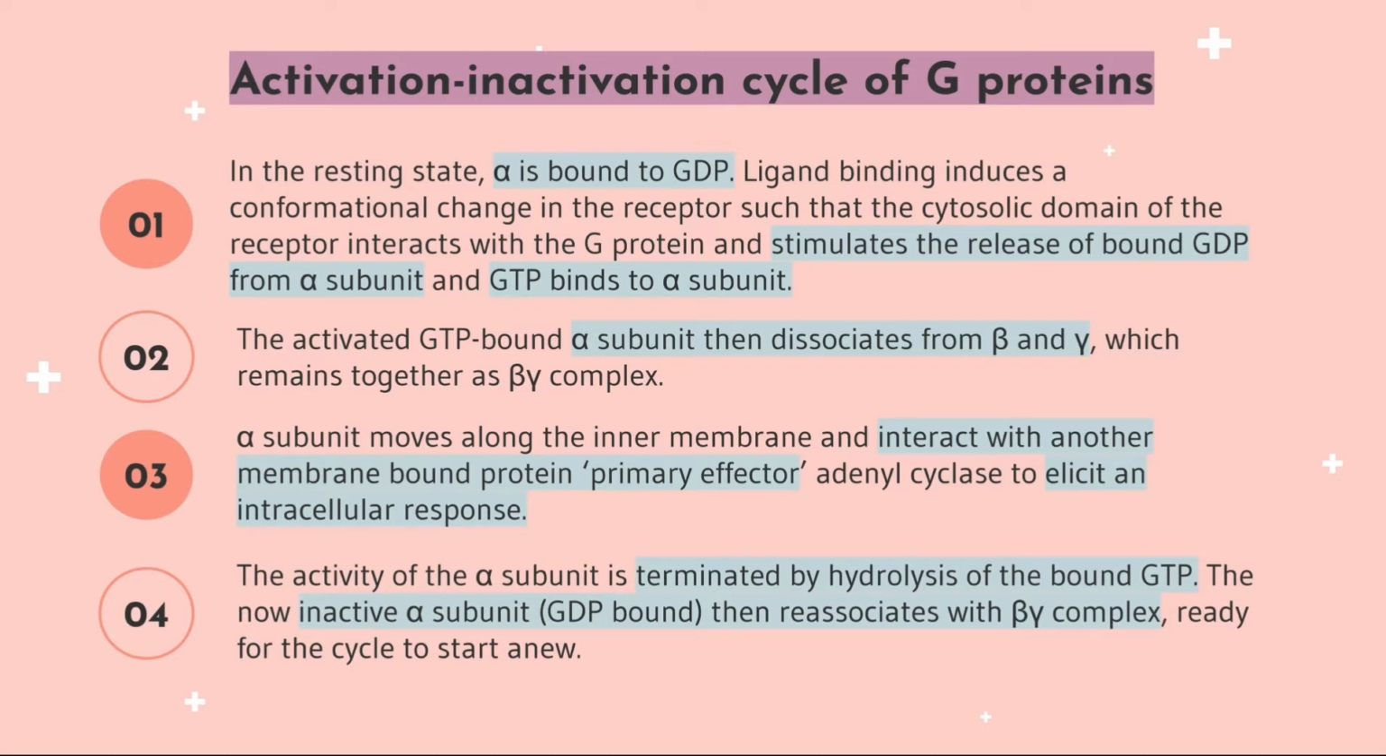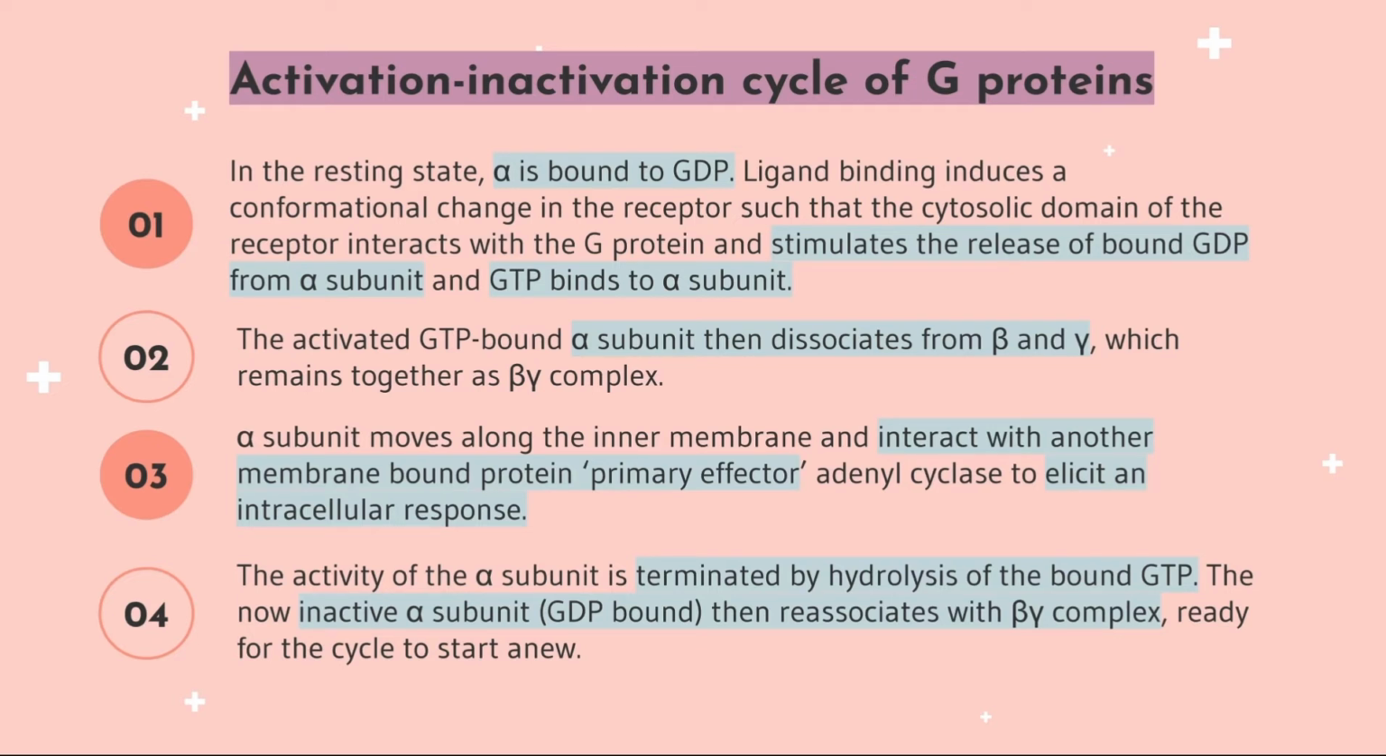In the resting state, alpha is bound to GDP. Ligand binding induces a conformational change in the receptor such that the cytosolic domain of the receptor interacts with the G-protein and stimulates the release of bound GDP from the alpha subunit, and GTP binds to the alpha subunit.